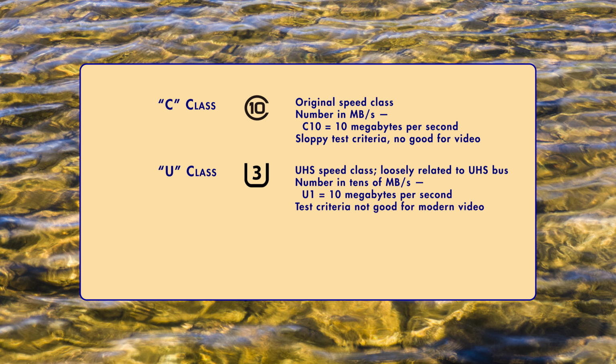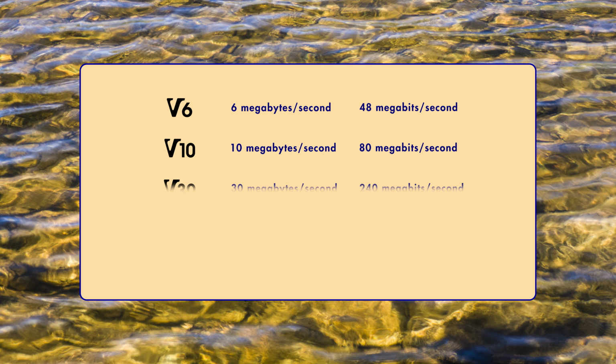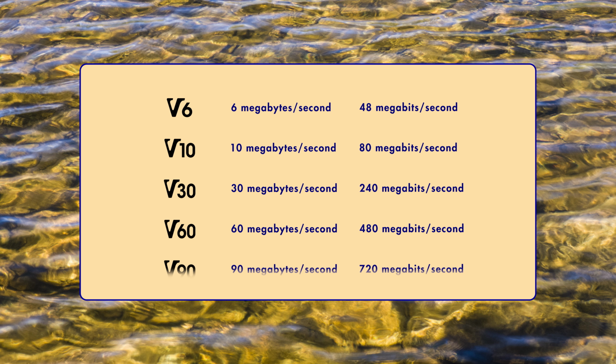The details of the test criteria aren't public, but reading between the lines, the latest V class is specifically designed for video and tests multiple write streams to emulate how a real camera might actually work. The numbers in the class names are in megabytes per second, so you need to multiply by 8 to get your bit rate. The speed classes so far go up to V90, or 90 megabytes per second, which is 720 megabits per second. So what does all this mean to you?